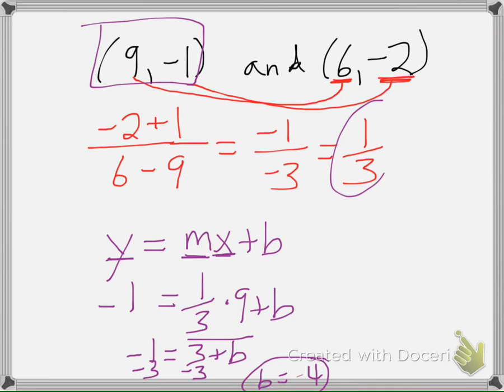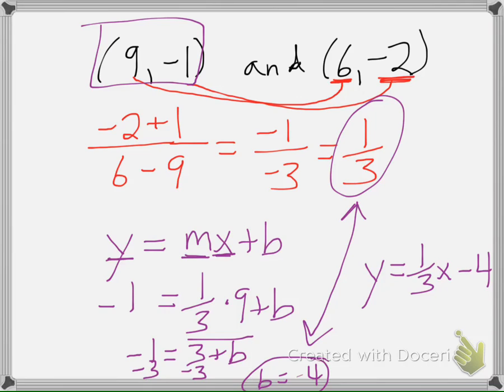So now I know my slope and I know my y-intercept. So now my equation is y equals 1/3 x. And since it's -4, it's going to be minus 4.